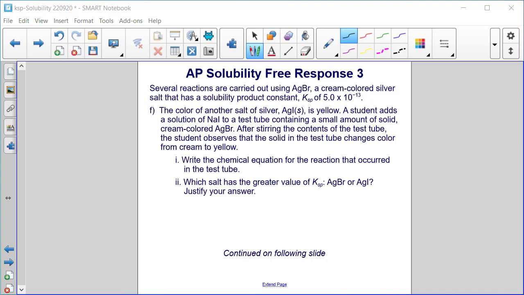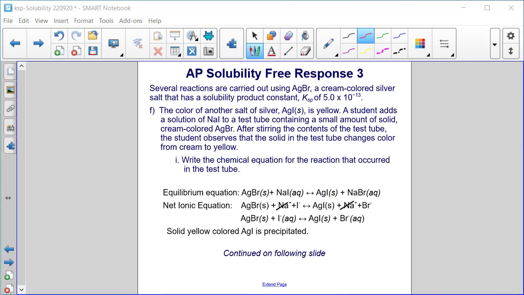F. The color of another salt of silver, silver iodide, is yellow. A student adds a solution of silver iodide to a test tube containing a small amount of solid cream-colored silver bromide. After stirring the contents of the test tube, the student observes that the solid in the test tube changes color from cream to yellow. Write the chemical equation for the reaction that occurred in the test tube. Which salt has the greater value of Ksp, silver bromide or silver iodide? Justify your answer.